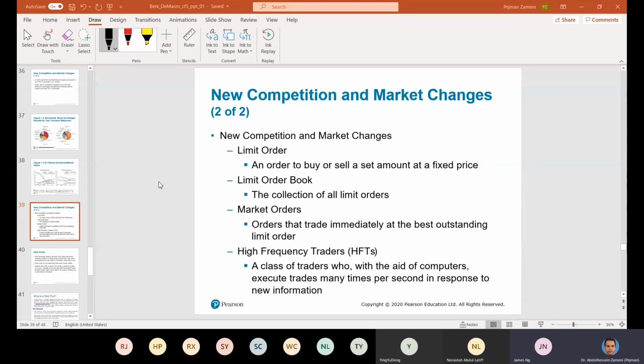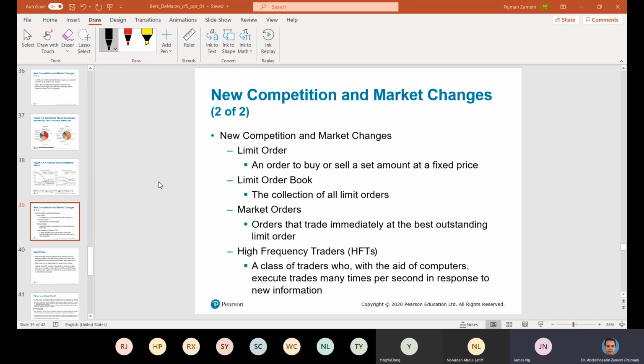Limit order: an order to buy or sell a set amount at a fixed price is called a limit order. What is the limit order book? The collection of all limit orders. What does that mean? It means you may be holding a few shares, not just one share. You own a few shares, and then the bid price and the ask price will be recorded in the limit order book. It's a summary of the shares that you already own, the bid price, the ask price, the trading volume, all these things. It is called the limit order book.